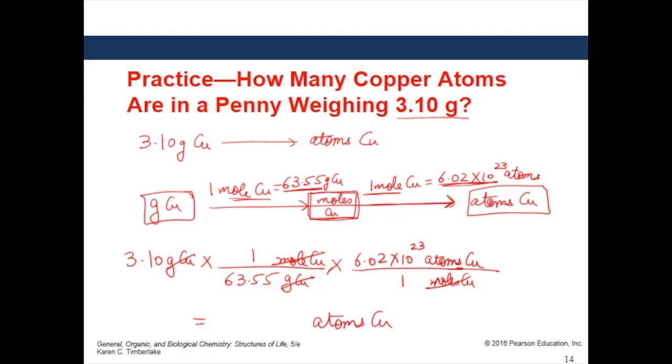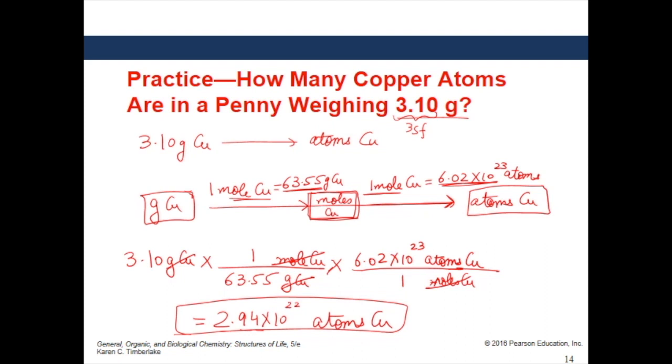If you plug this into your calculator, it will give you 2.94 times 10 raised to power 22 atoms of copper. And the number of sig figs we are looking for here is 3. What's given to us in the question, and our final answer, are also in 3 sig figs. So that would be our final answer for this question.